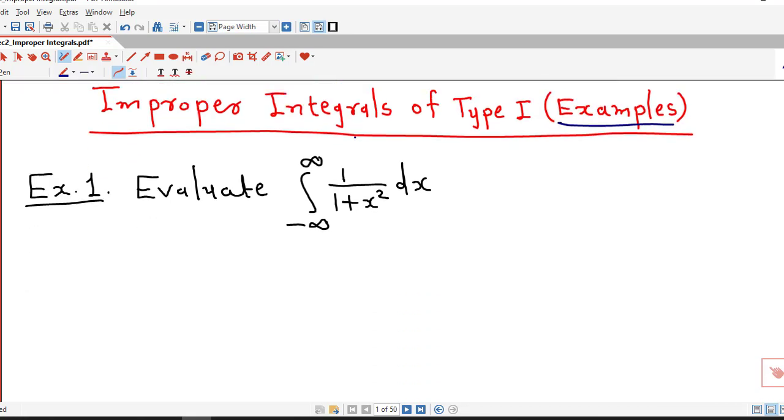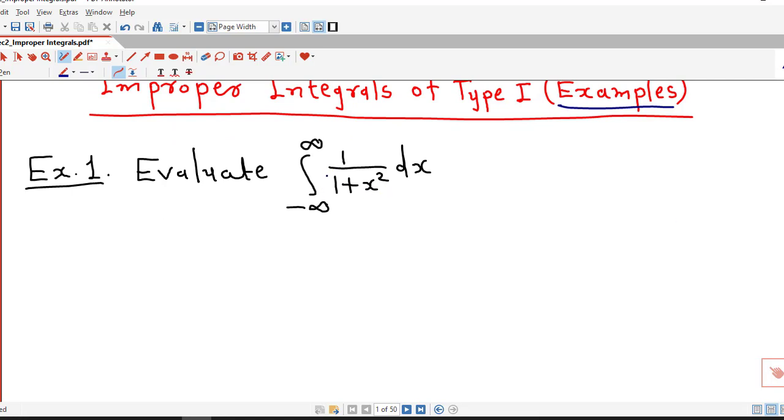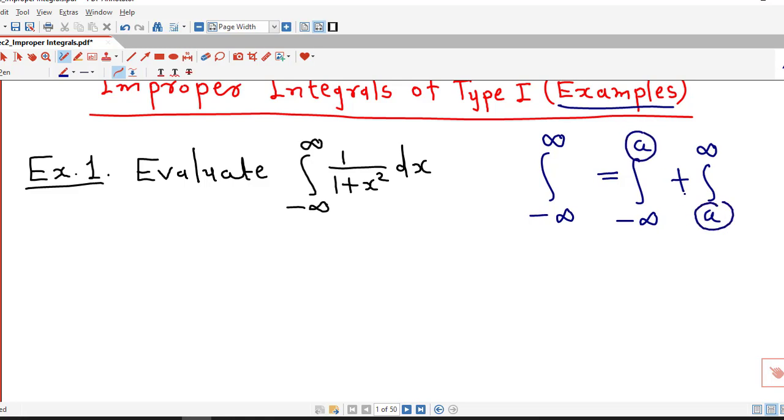So let's start with example number 1. Evaluate the integral of 1 upon 1 plus x square over the interval minus infinity to infinity. This is an improper integral of type 1 because both the limits of integration are infinite. So we can write this improper integral as a sum of two improper integrals, minus infinity to a and a to infinity, where a is any finite real number.